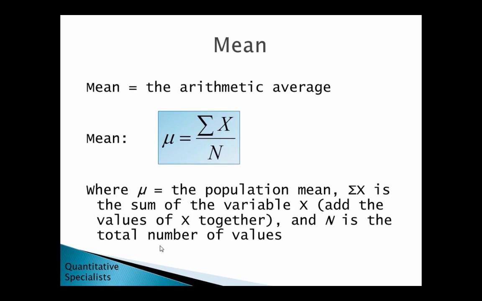Okay, finally we'll take a look at the mean. And the mean is equal to the arithmetic average. And you can see a formula here on your screen. This says mu is equal to the sum of x over n, where mu is just the population mean. Sum of x just tells us mathematically to take the sum of the variable x, or in other words, add all the values of x together. And n is just the total number of values. So let's go ahead and take a look at an example.